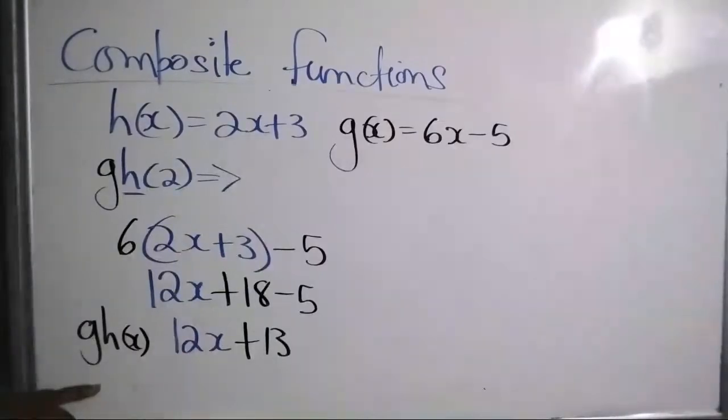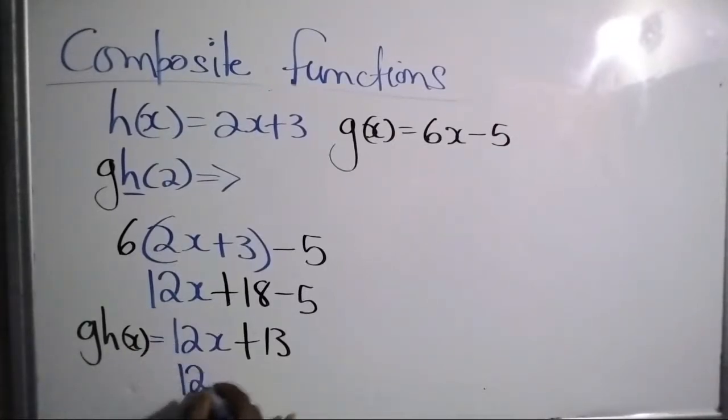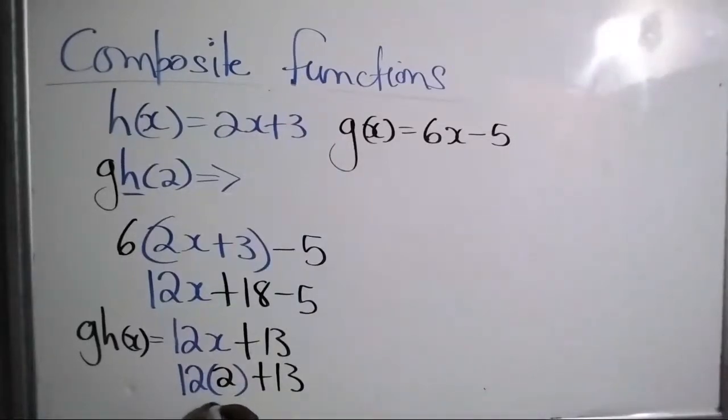However, they did ask us to put 2 in this. So what we're going to be doing is to write back this equation. But this time, we're going to substitute 2. Whatever value they give you, it goes right there. Alright? So 12 times 2, that is 24, plus 13, so that's 37.